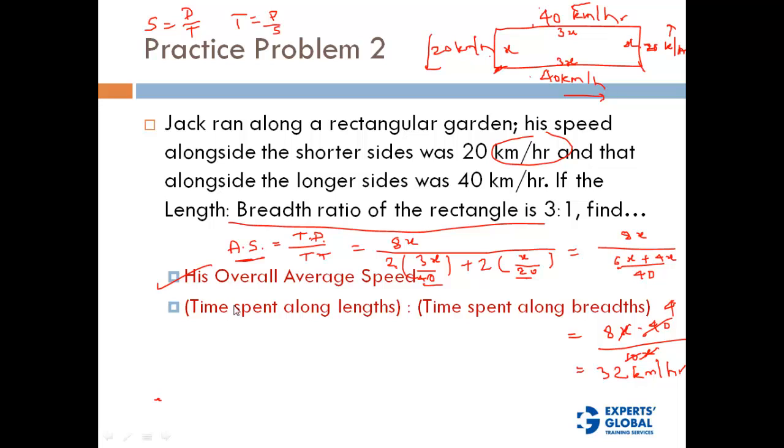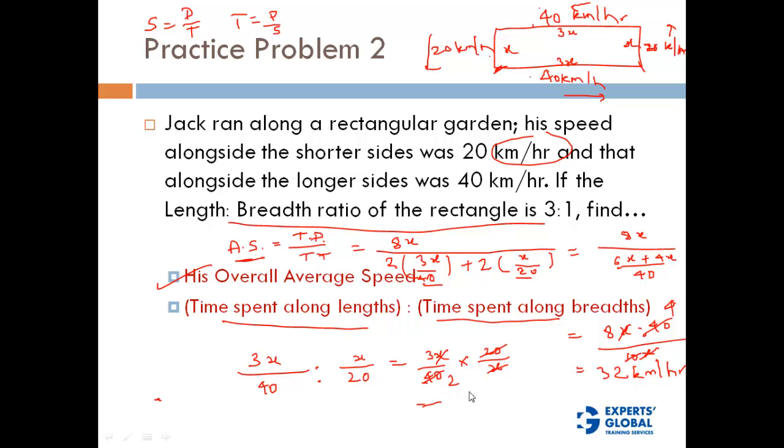Let's look at this problem now. Time spent along lengths to time spent along breadths, the ratio of that. So time spent along length, what is it going to be? It's going to be 3x divided by 40 is to x divided by 20, which is going to be 3x by 40 into 20 by x, right? So this x and x get cancelled. This 20 and 40 give us 2, so we get 3:2. So the ratio of time spent along length to time spent along breadth is 3:2.